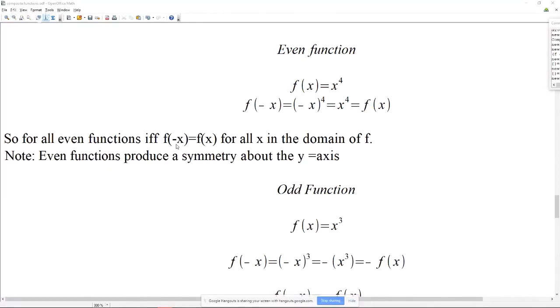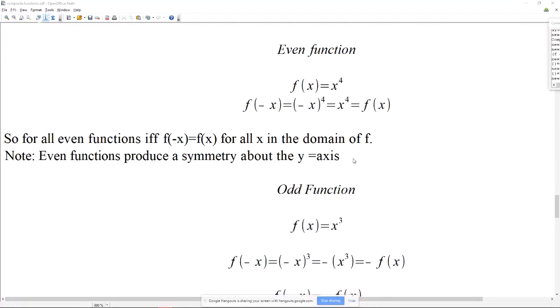So f of negative x will always be equal to f of x. It won't matter if I put in x or negative x, I'll get a positive value out of it. If it doesn't matter if I put in negative 2 or 2, I'll get the same value. So for all x in the domain of f. Again, x has to be in the domain of these things. If it's 1 over x, it doesn't work, right? Because 0 is not in the domain of f.